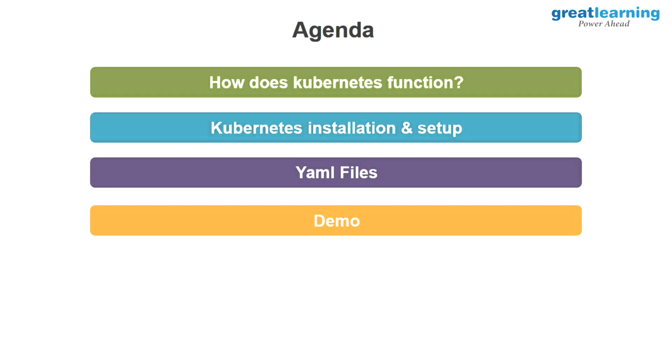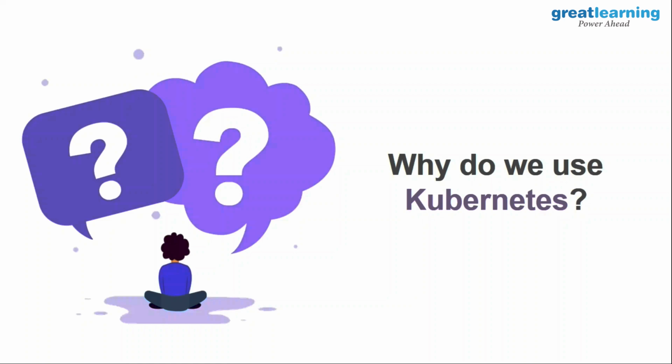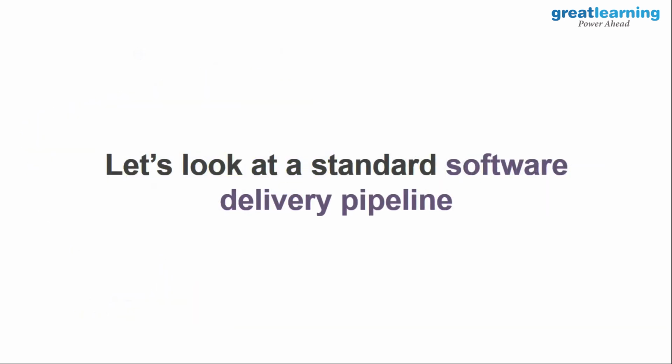Let us continue and start talking about the first thing we wanted to discuss, that is, why do we use Kubernetes? All right, so this is a very fundamental question. Why do we use Kubernetes at all? Now, to understand this, we have to understand software development. So I'm going to bring you through a software development pipeline. So what is a software development pipeline at all?